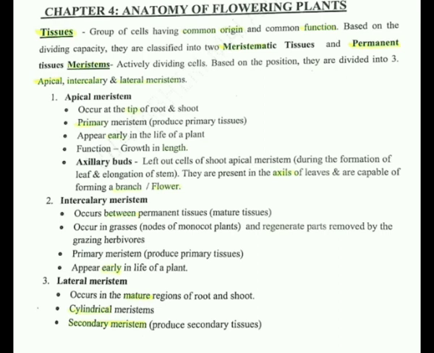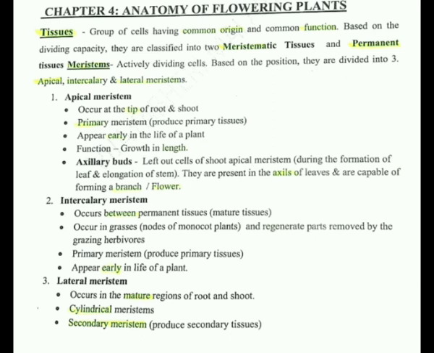The intercalary meristem mainly occurs in grasses, like monocot plants. Whenever these plants are eaten by herbivorous animals, the plant regenerates its parts between the buds or between the leaves, etc. This function occurs by the activity of intercalary meristem. Third point about this is it is a primary meristem. Fourth point about it is it appears early in life. We should keep in mind four main words about intercalary meristem.